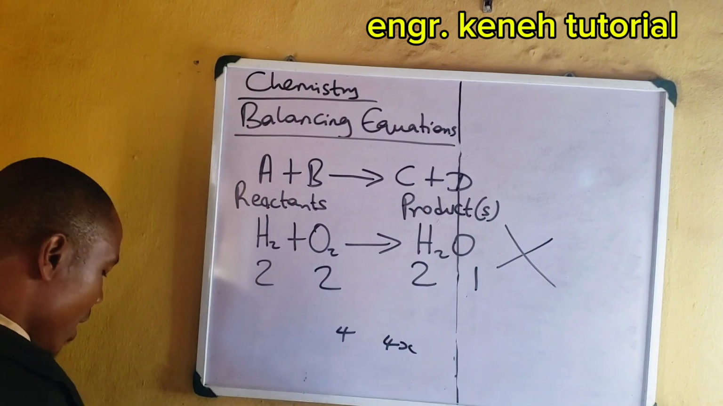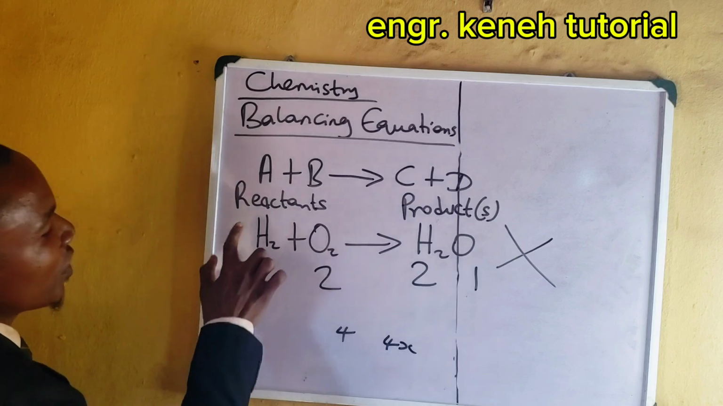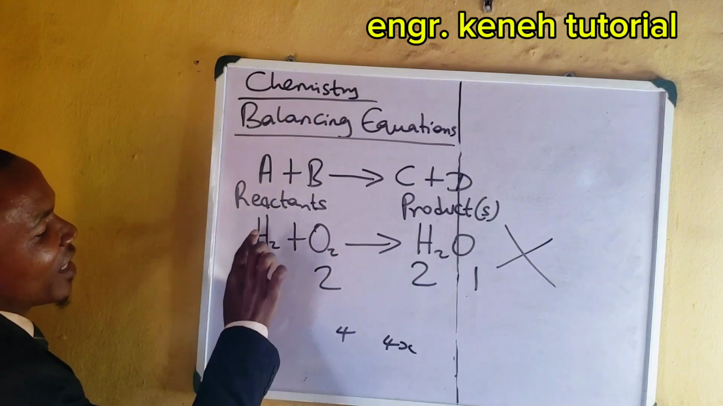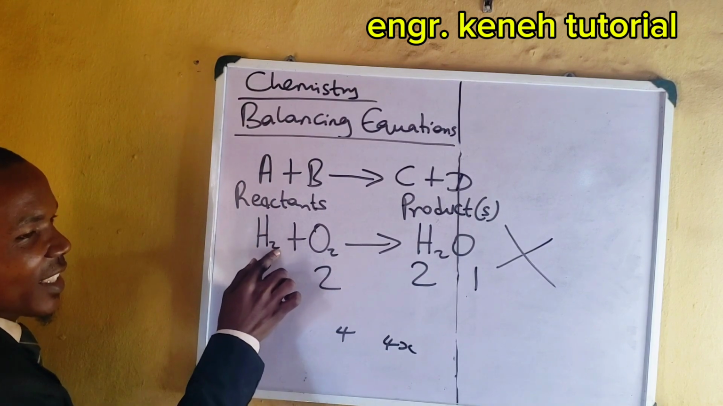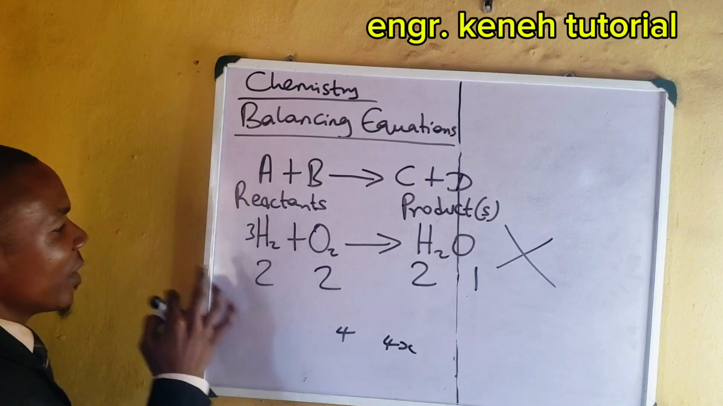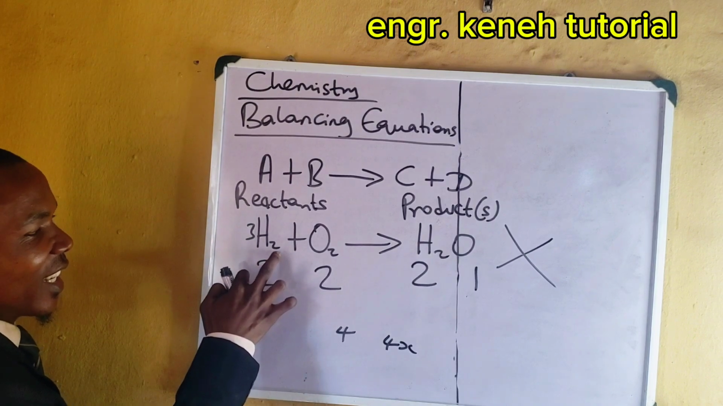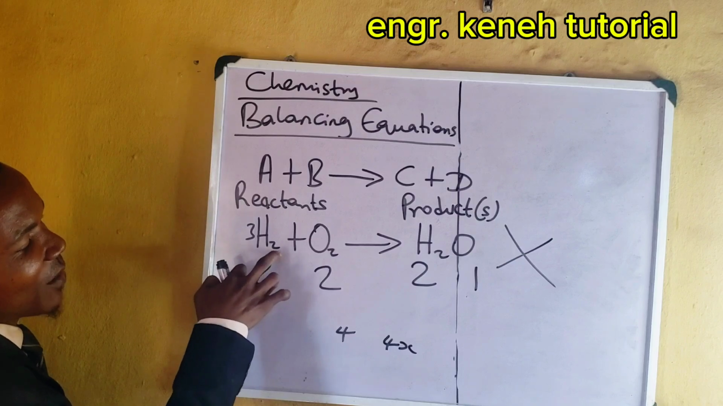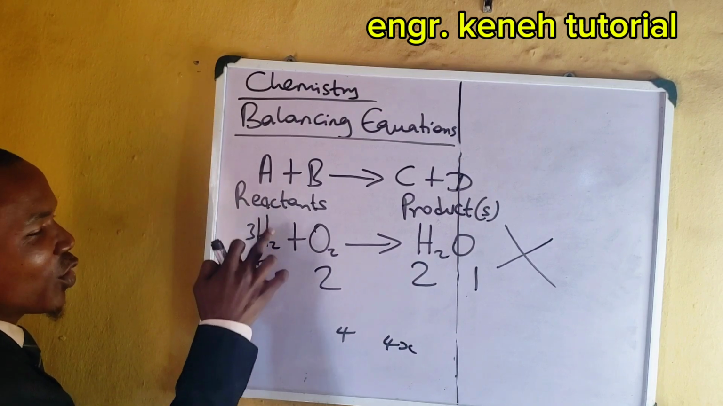All right. So anything you put here automatically multiplies what you have here. Is it clear? For example, if I put 3 like this, it simply means 3 times 2. Is it clear? Anything I put here is multiplying what I have here. That means that this hydrogen will become what?